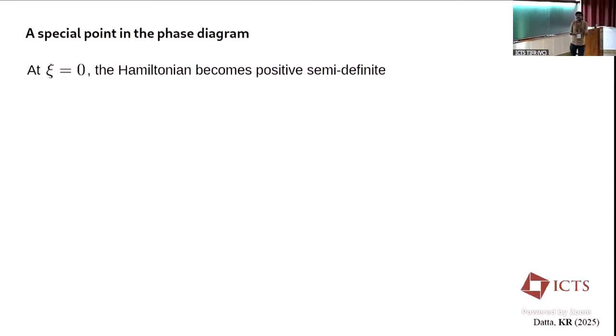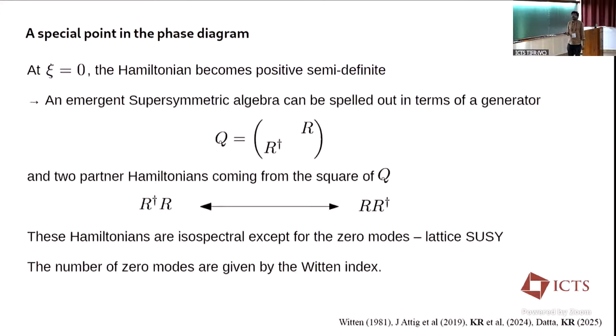It turns out that at xi equal to 0, your magnetic block Hamiltonian is entirely positive semi-definite. And that is why you do not have any negative energy spectrum. Moreover, there is an emergent supersymmetric quantum mechanics, or a supersymmetric algebra, at this xi equal to 0, that you can think of to be present in this system and generated by this generator.